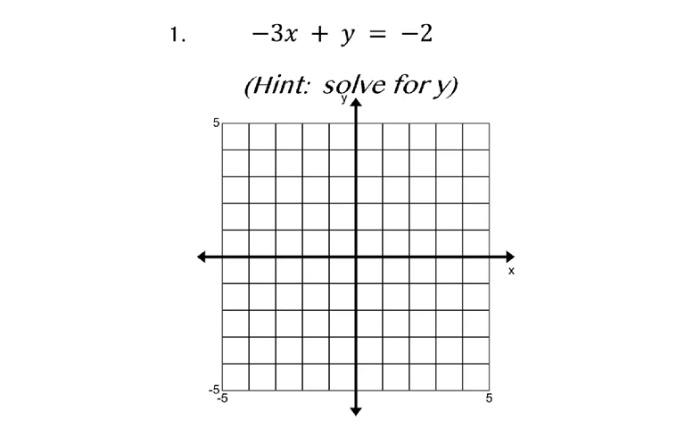So for number 1, in order to graph this line, we're going to solve for y. And so I'm going to add 3x to both sides, and I will get y is equal to 3x minus 2. So as we know, that means that our y-intercept is at negative 2. My slope is positive 3, so I'm going to go up 3 and over 1. And then I connect those dots and I have the graph of that line.